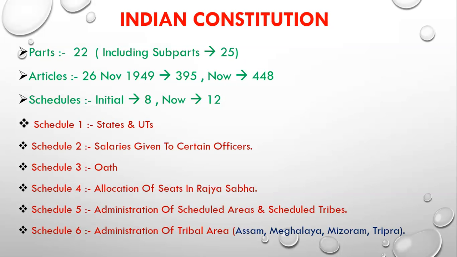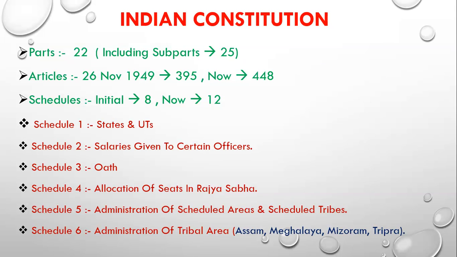Now Schedule 3 mentions the oath for certain officers. For example, how to administer the oath of president. What is the oath for president? How to administer the oath for speaker? What is the oath for speaker? So what is Schedule 3? Schedule 3 is oath. Now friends, what is oath? Oath means a kind of pledge.